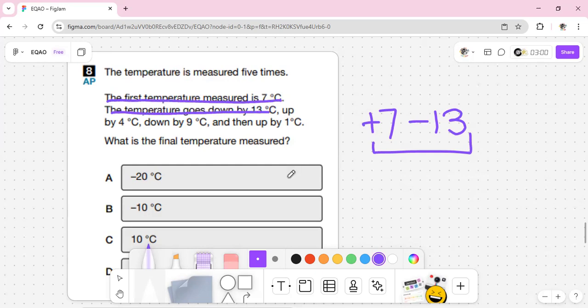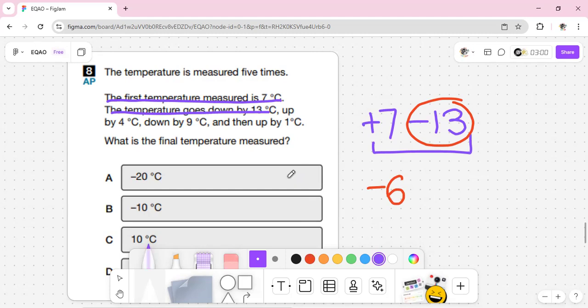So +7 minus 13. The signs in front of the numbers are different. So when they are different, I know that I'm going to subtract the numbers. I'm going to subtract 13 minus 7. Well, 13 minus 7 is 6. And then the sign of the bigger number is the sign that I'm going to keep. So the answer when we combine those two integers is going to be -6.